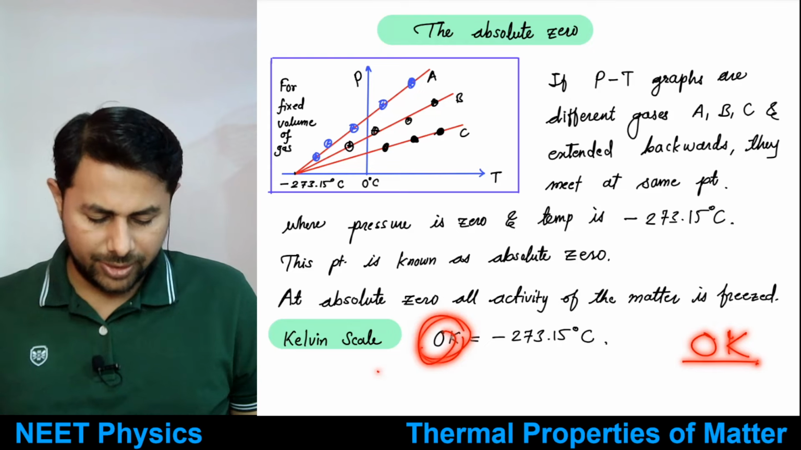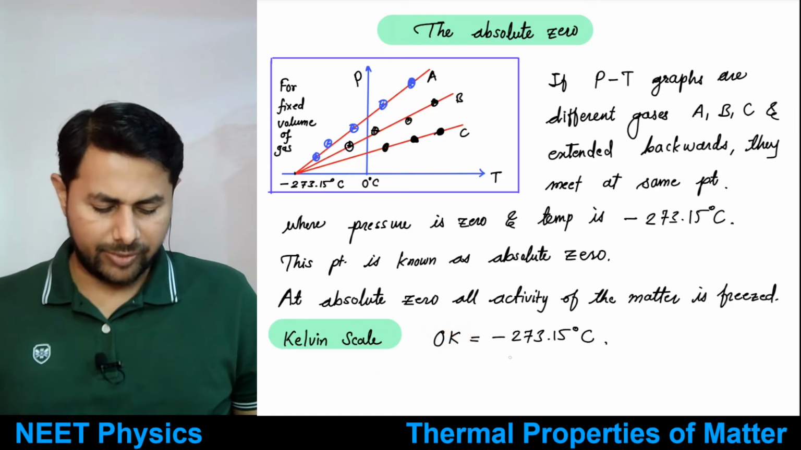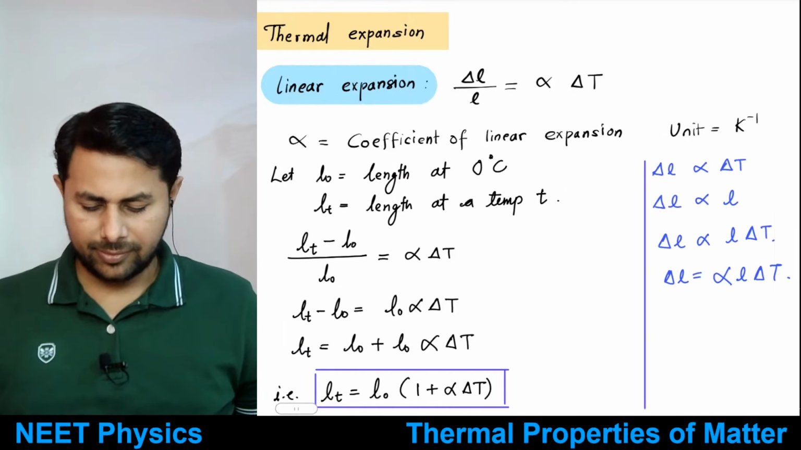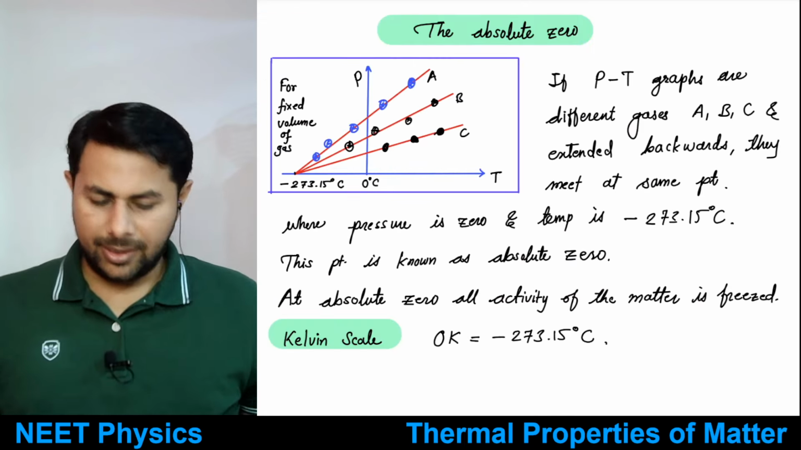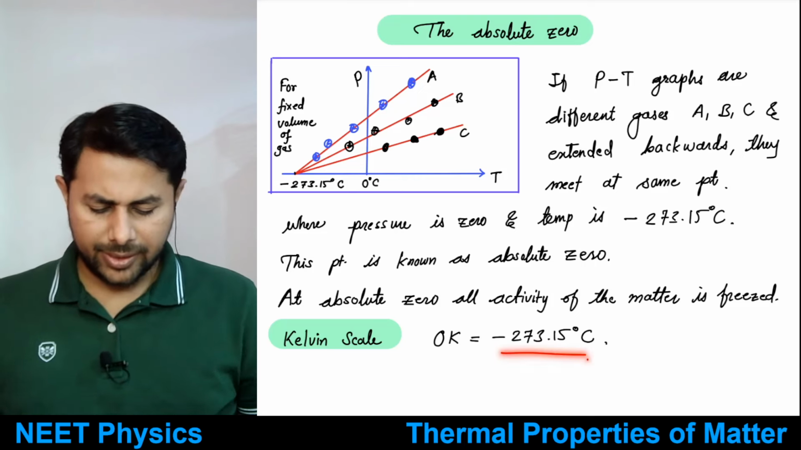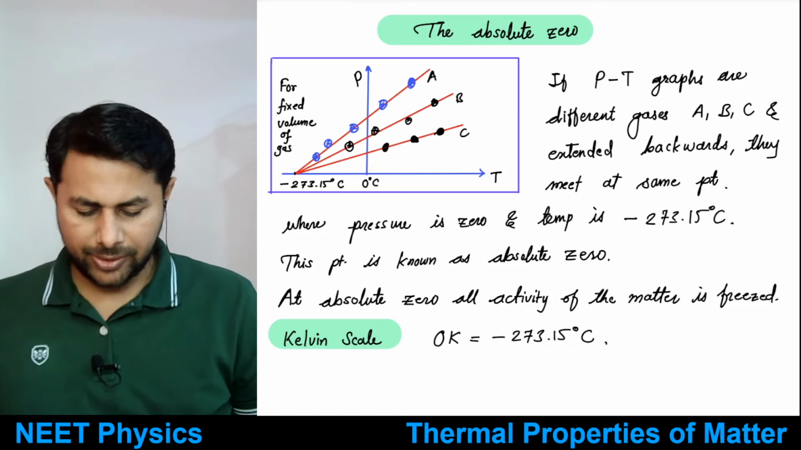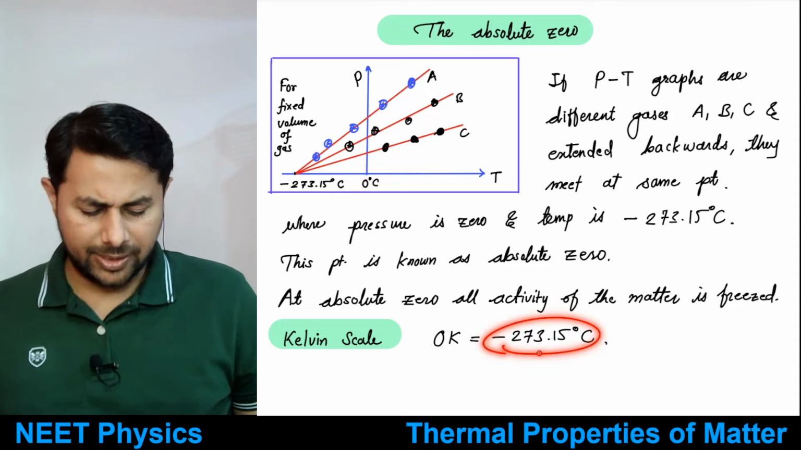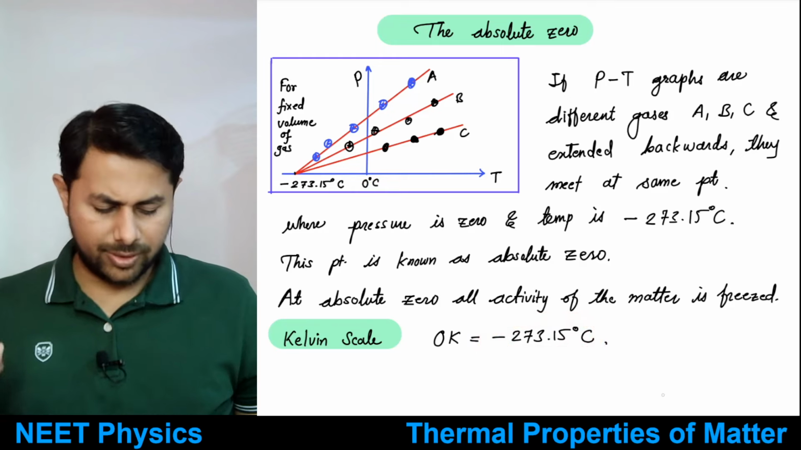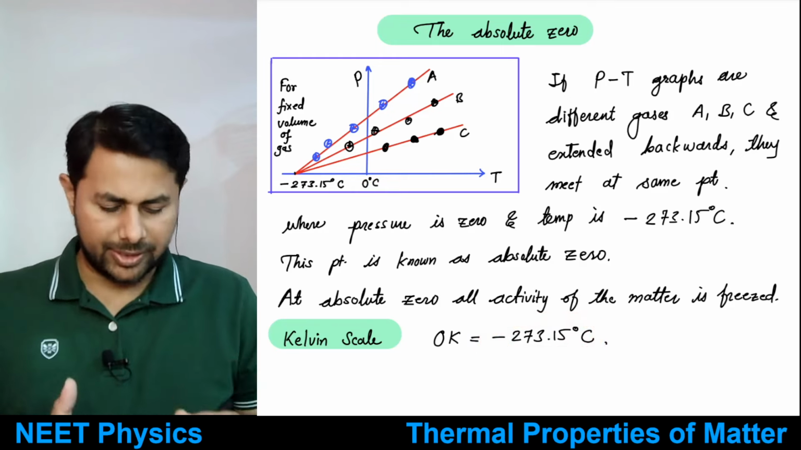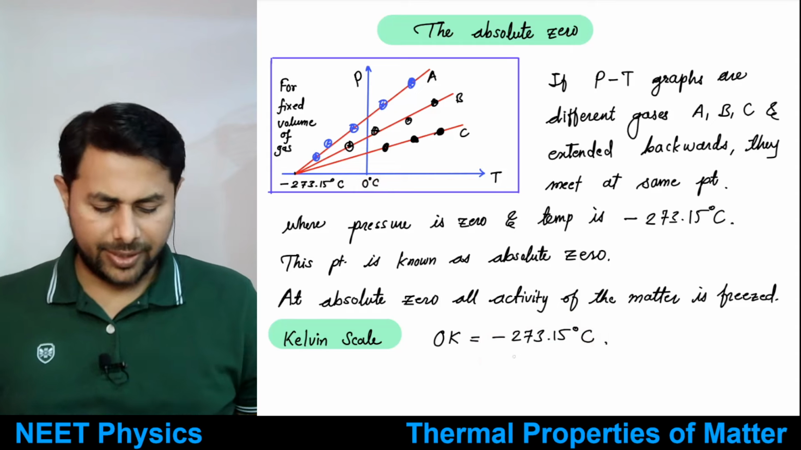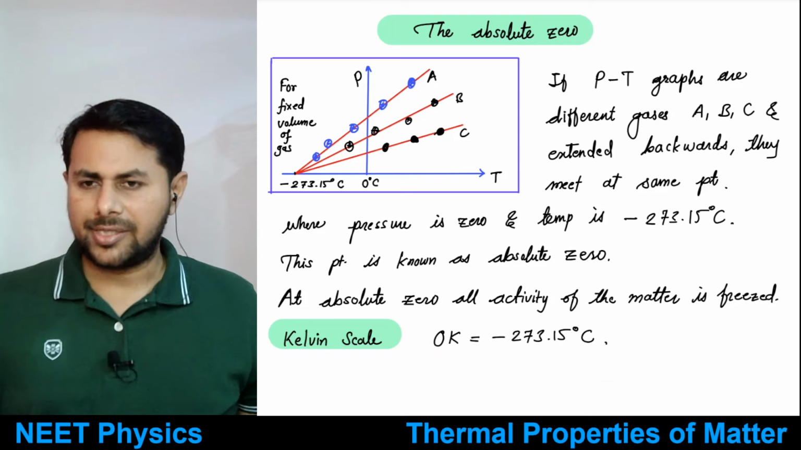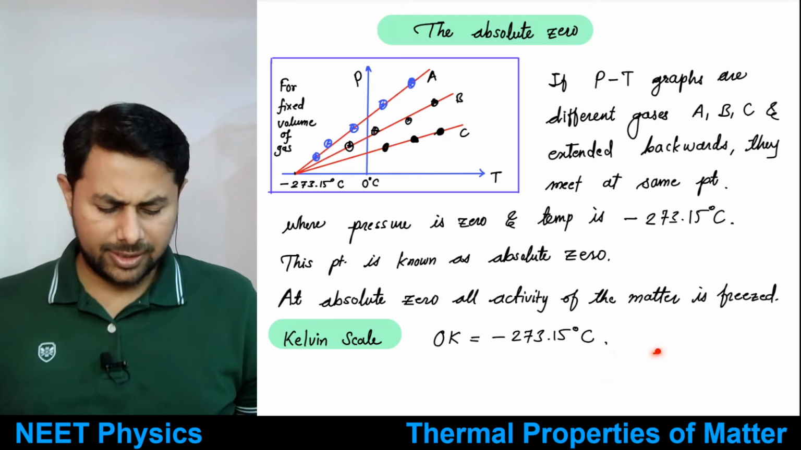So the absolute zero is 0 Kelvin, which is equal to minus 273.15 degree Celsius. Then suppose you take 0 degree Celsius, and you add 273.15 to temperatures in degree Celsius to get the conversion between the Kelvin scale and the Celsius scale. Is this thing clear, everyone?